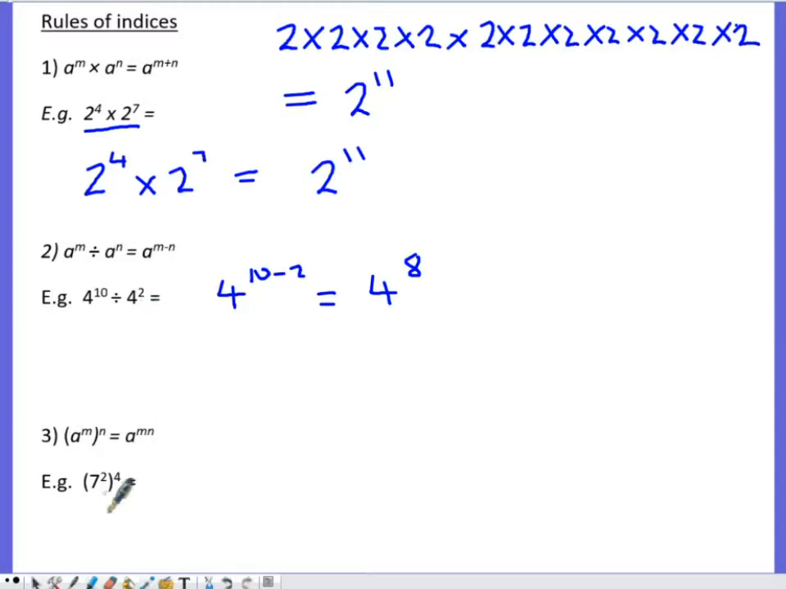This time, if you have a power to the power, the shortcut is multiplying. So we've got 7 to the power 2, all to the power 4, which means we times those powers together and we get 7 to the power 8.